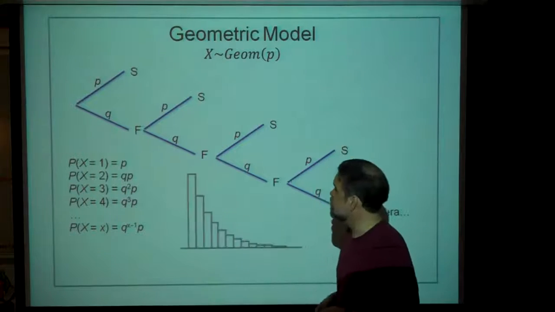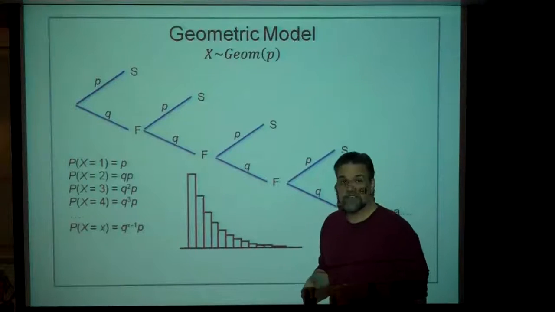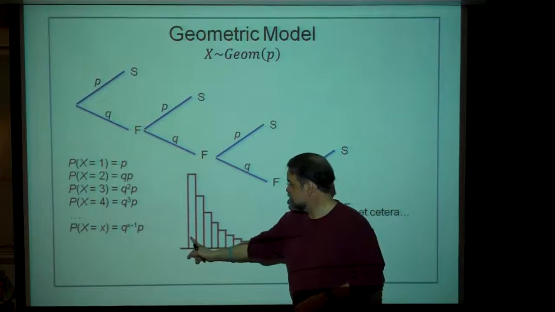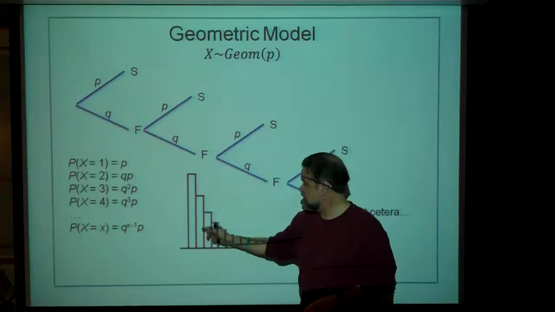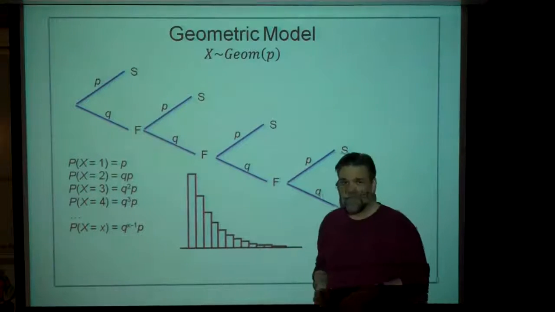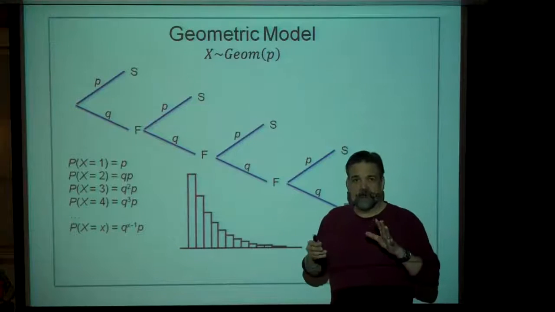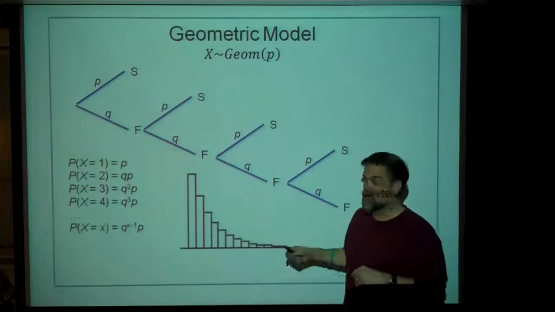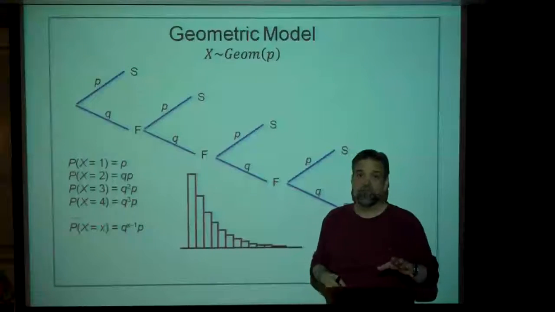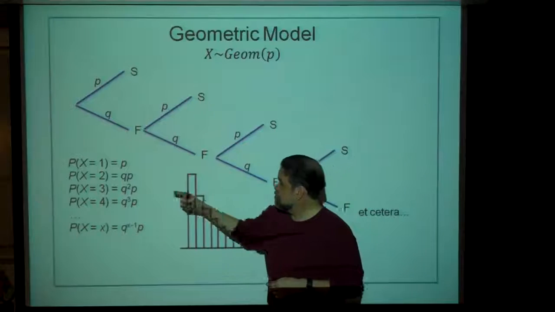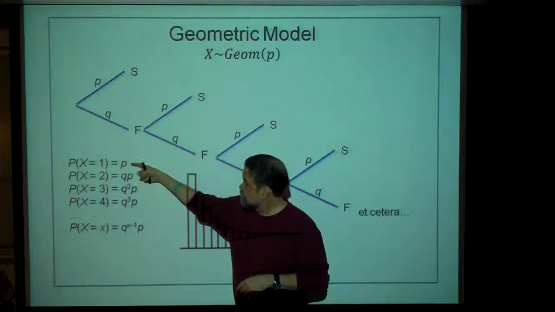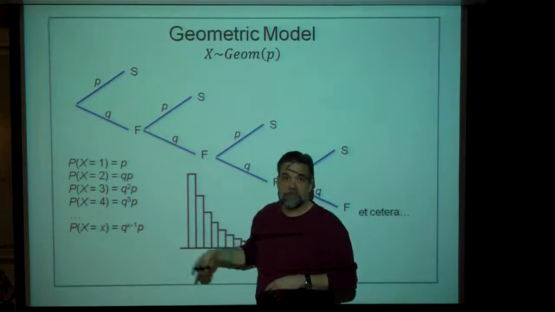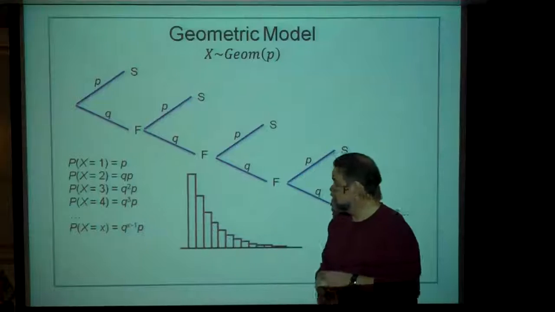All right. First of all, here's the histogram that you would get if you were to do these trials over and over and over. There's the probability of success the first time, there's the probability of success the second time, and on and on and on. Now, your histogram is going to look different depending on what p is, but it's always going to have this general shape. The mode is always going to be 1, always. Just think about it. q is a number less than 1, so p has got to be bigger than q times p, which has to be bigger than q squared times p, etc., etc. So your mode is always 1.